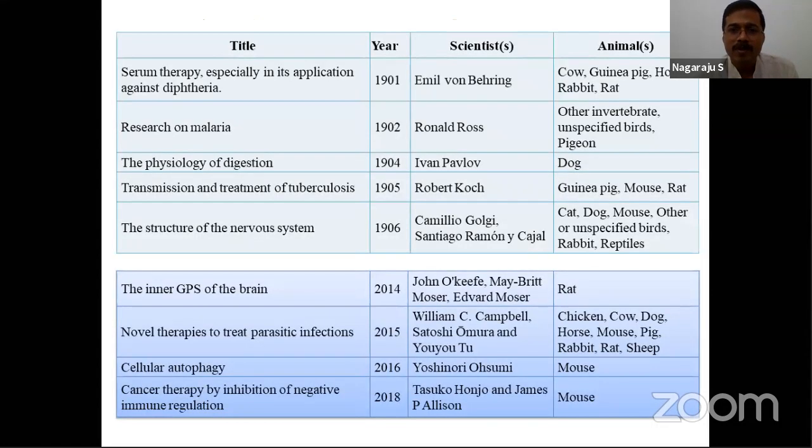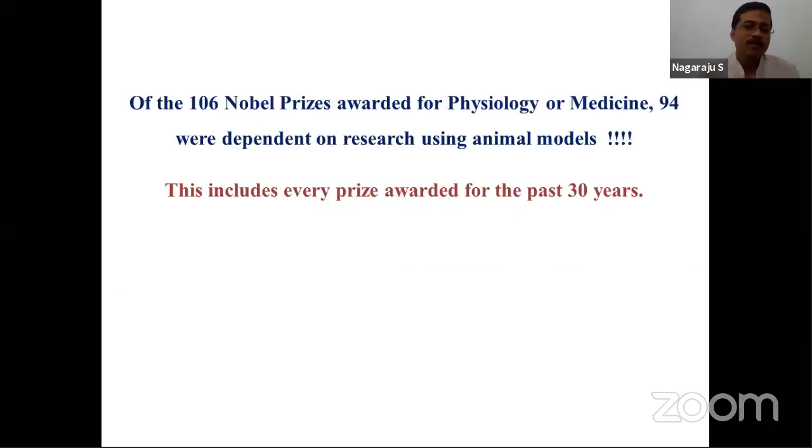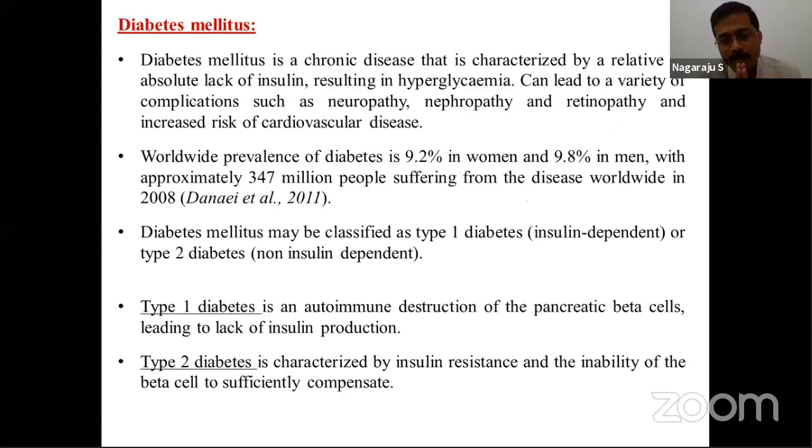So these are some of the persons who got the Nobel Prize for their work. If I summarize all these things, of the 106 Nobel Prizes awarded for physiology or medicine, 94 were dependent on research using animal models. This includes every prize awarded in the last 30 years. So this shows how important animals are in biomedical research.